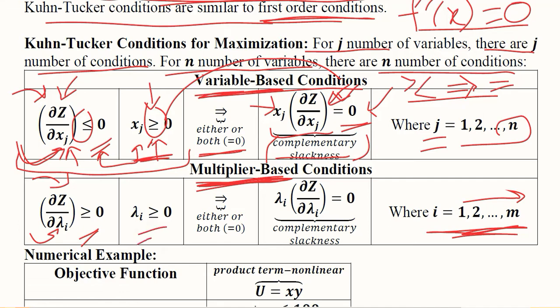And when we consider the non-negativity of the multiplier, it means that we can say that their product will be 0 when either of them or both of them are 0, so that the product becomes 0.